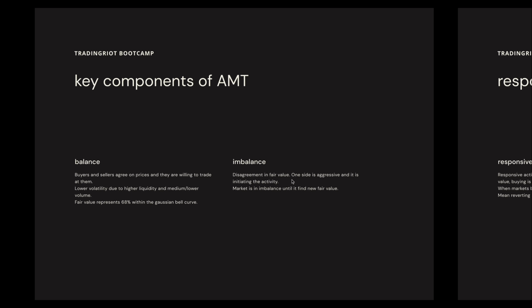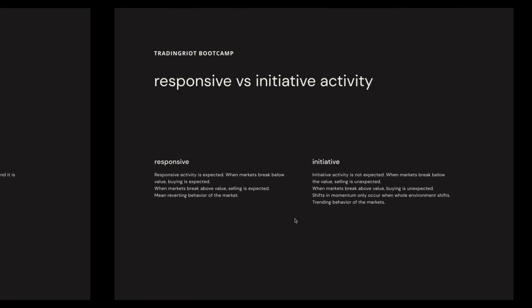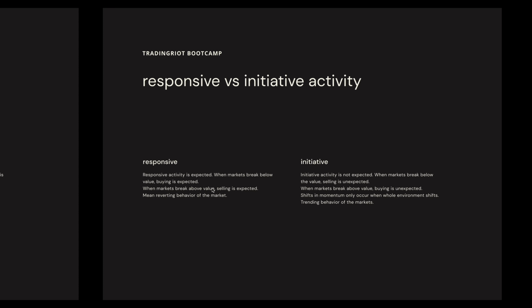The imbalance is disagreement on a fair value, and one side is more aggressive and is initiating the activity. The market is in imbalance until it finds the new fair value. Okay, the responsive and initiative activity: responsive activity is expected. When markets break below value, buying is expected. When markets break above the value, selling is expected. Mean reverting behavior in the markets.